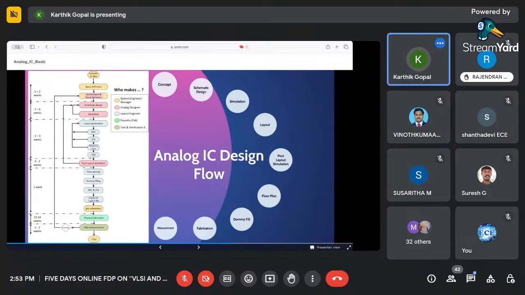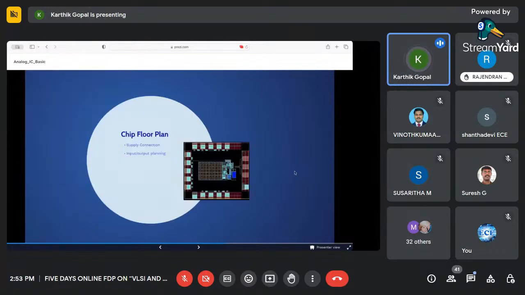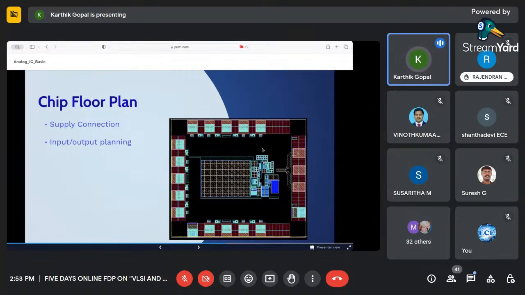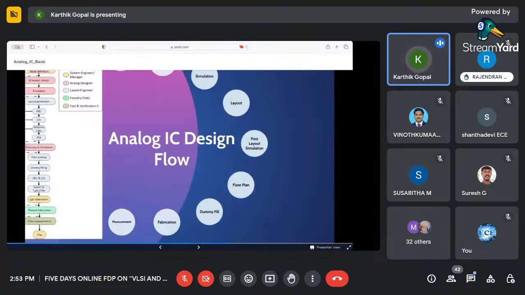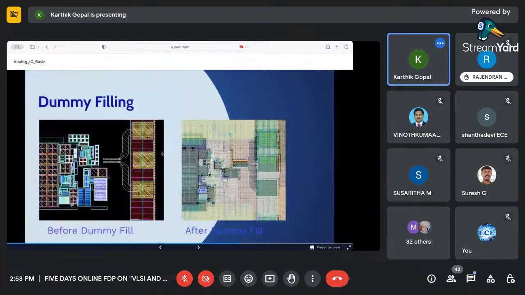And then comes the dummy filling. In the previous picture, you have seen a lot of empty spaces, right? So the dummy filling is also one of the procedures. It may not be very obvious, but it is a very important step in the layout process. Once this has been done, the empty places have to be filled with some dummies, because in the manufacturing process, empty places cannot be manufactured. So the process is called dummy filling. An example of this is the left side is before dummy filling, and right side after dummy has been filled. Dummy meaning it does not have any function.